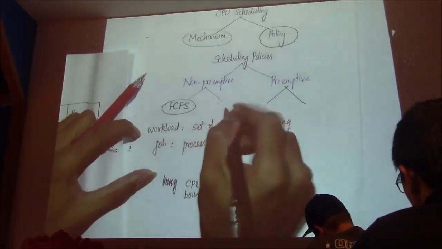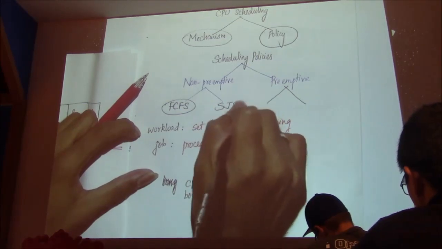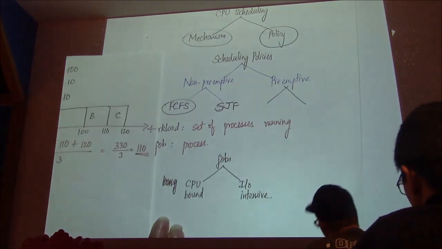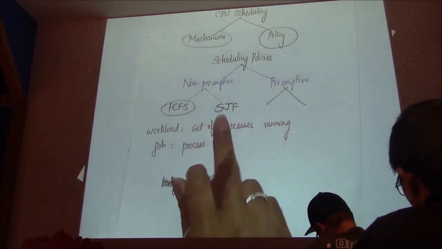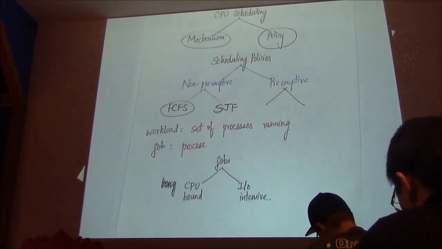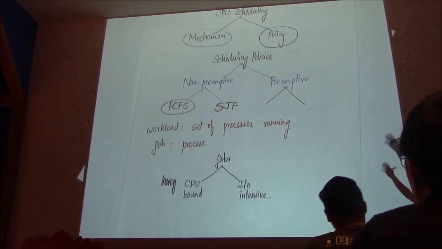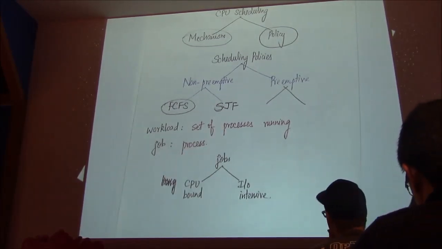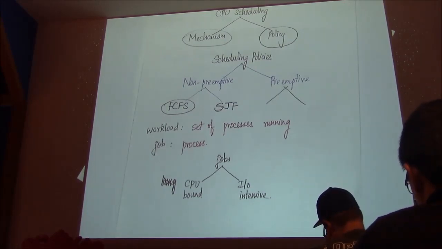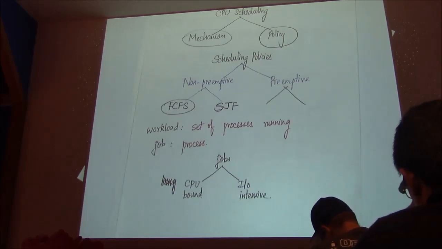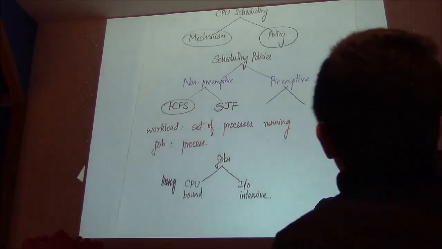The second scheduling policy that we are going to look at is called shortest job first. Among the available jobs at that moment, just choose the shortest job and schedule that. And again, it is also a non-preemptive scheduling policy. By that we mean once the scheduler has started a particular job, it cannot be interrupted in the middle. It just runs to completion.